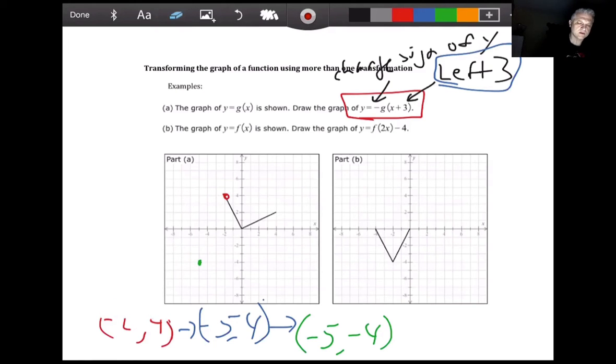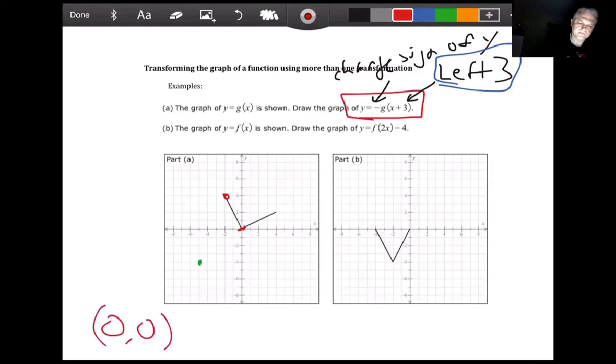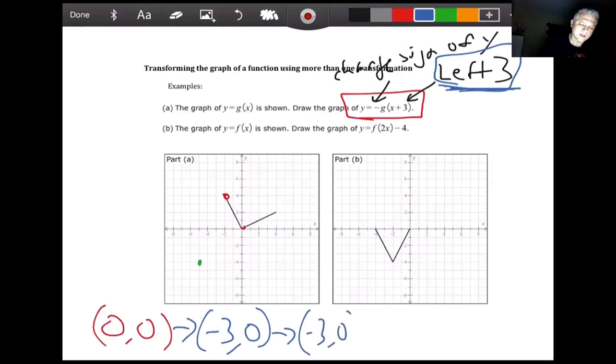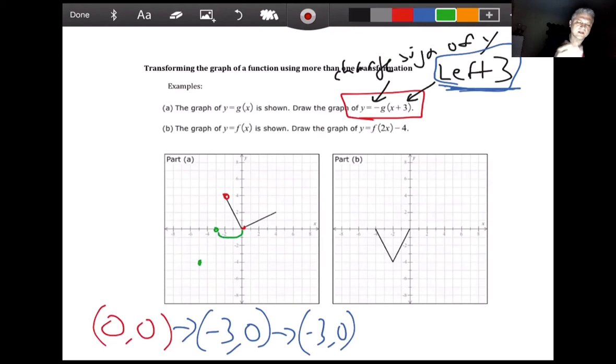Let's do that with 0, 0, right here. If we go left 3, 1, 2, 3, we are subtracting 3 from our x. So left 3 brings us to -3, 0. Now we need to change the sign of y, which is nice because changing the sign of 0 is not going to affect it. Changing the sign of 0 still gives 0. So -3, 0. What happened? We went 3 units to the left, and when you reflect over the axis that you're sitting on, you don't move. So we got 2 out of the 3 points.